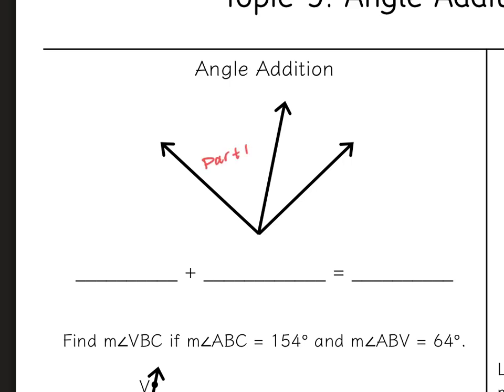So what we have in our picture is part 1 here. Part 1 is this whole entire angle. And then we have part 2 over here. And then we have the whole angle, which is this whole entire angle. So if I add part 1 plus part 2, I get the whole angle. Just like segment addition.